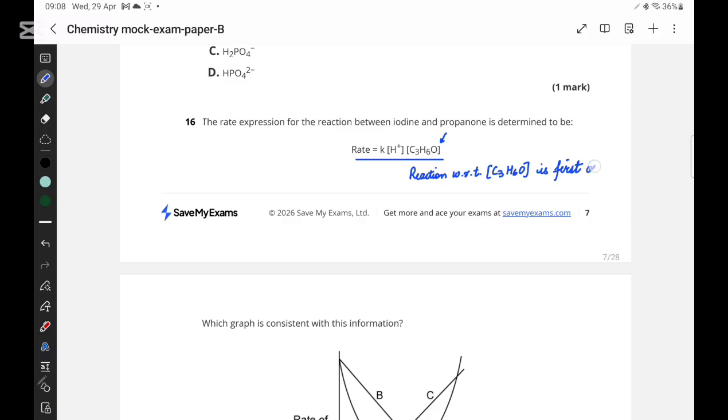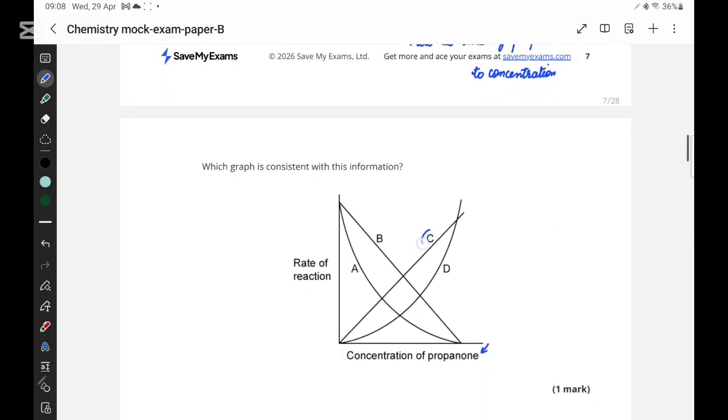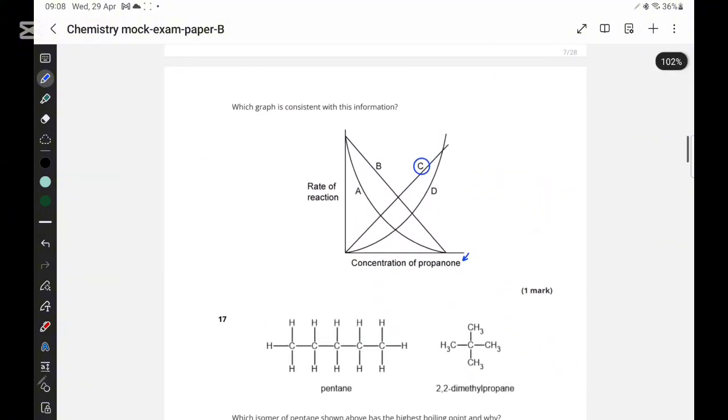And if the reaction is first order, that means that rate is directly proportional to concentration, and we are going to have a straight line if we are plotting the graph of rate of reaction versus the concentration. So a straight line is basically given by option C, as it is first order.